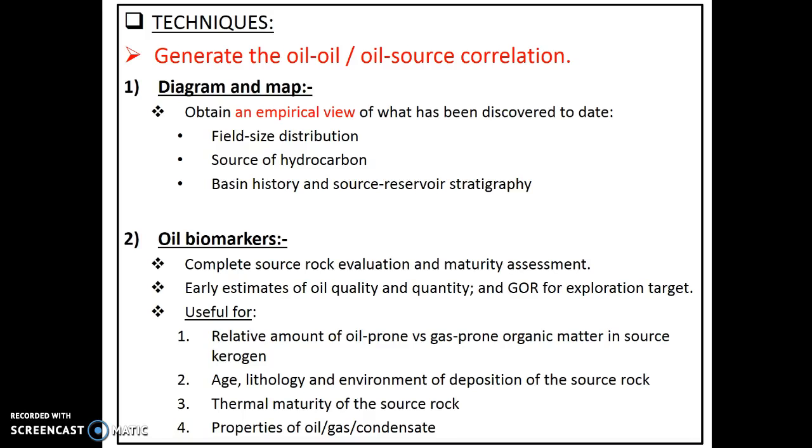Alright, we continue with the use of oil biomarker in exploration. So the third one is it is useful for determinations of thermal maturity of the source rock during generations. And then the last one is to actually assess the properties of oil, gas, and condensate, mainly on their API gravity and viscosity to assess the level of biodegradation effect or reservoir alteration. So the API gravity here stands for American Petroleum Institute.